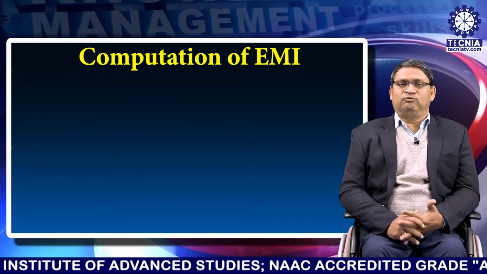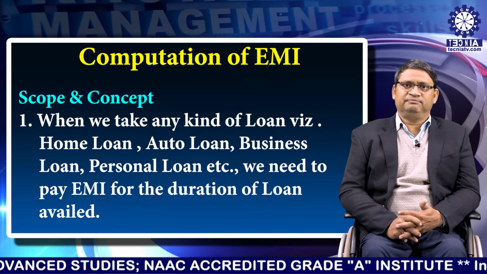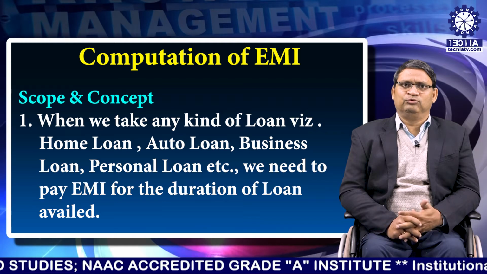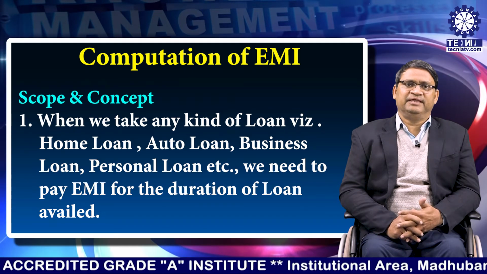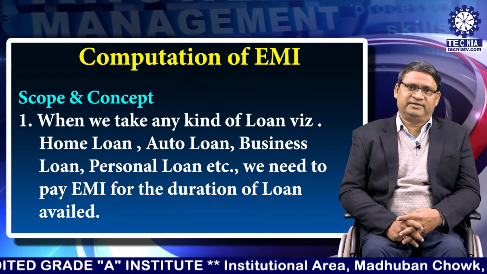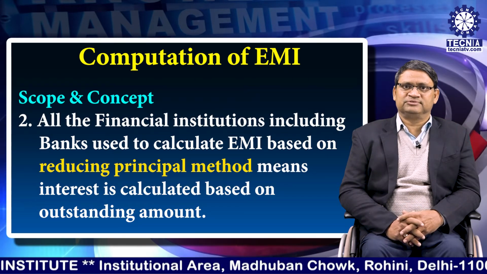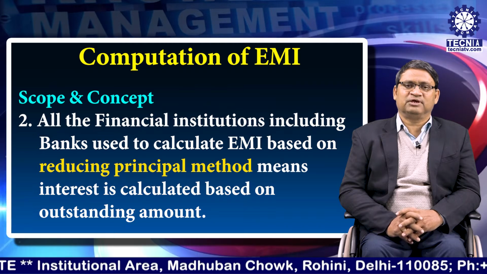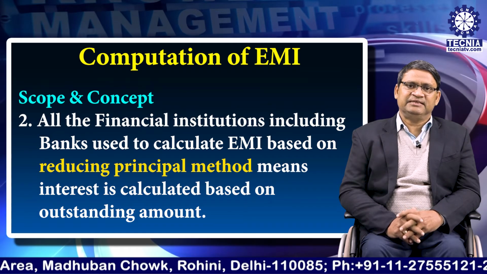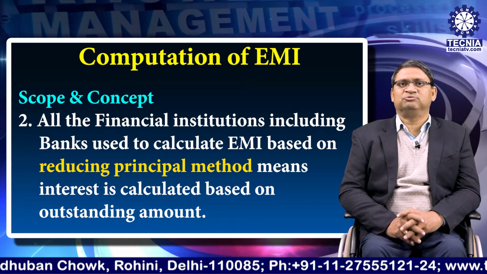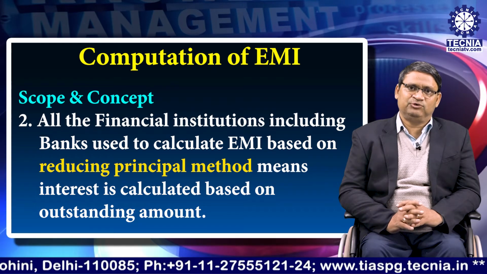When we take any kind of loan in our day-to-day life, let it be home loan, auto loan, business loan, personal loan, we need to pay EMI for the duration of the loan availed, that is monthly installment. And all the financial institutions including banks calculate EMI based on the reducing principal method, which means interest is calculated based on the outstanding amount. This is as per RBI's guideline, which is applicable to everyone.